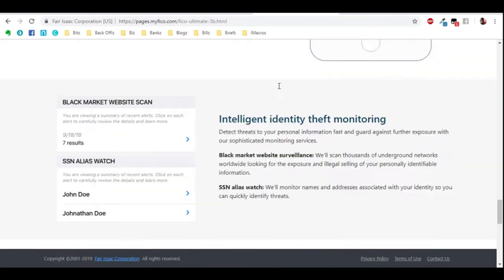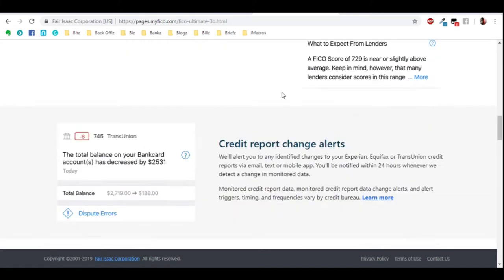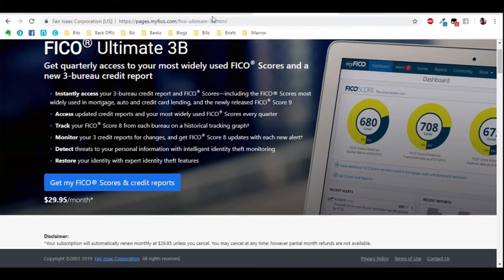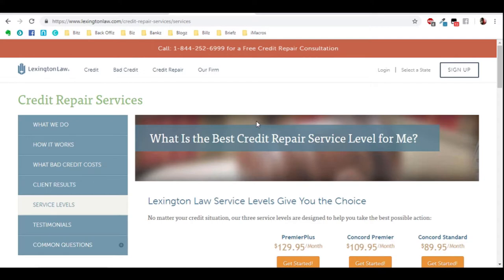All right, but they don't actually fix your credit. Nowhere does it say anything about actually doing the work and disputing to get your credit score up. This just tells you how good or how bad your situation is. So let's look at somewhere else. Let's look at Lexington Law, see what they do.